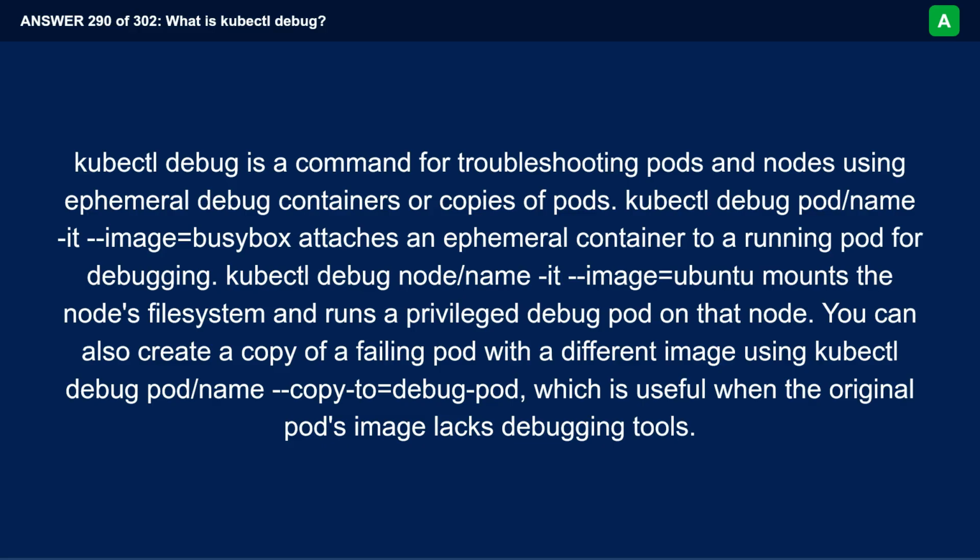on that node. You can also create a copy of a failing pod with a different image using kubectl debug pod/name --copy-to=debug-pod, which is useful when the original pod's image lacks debugging tools.